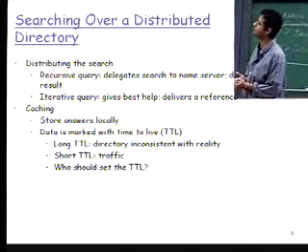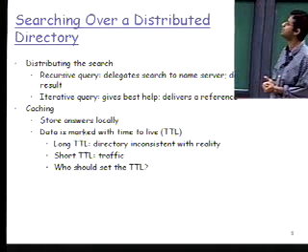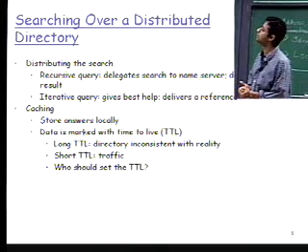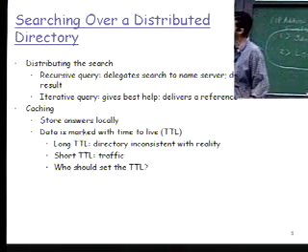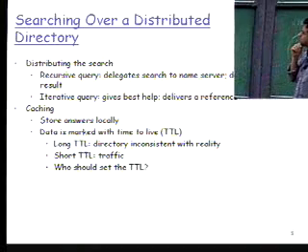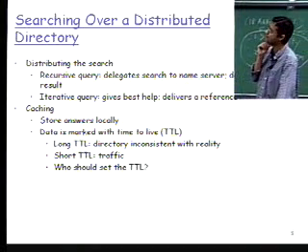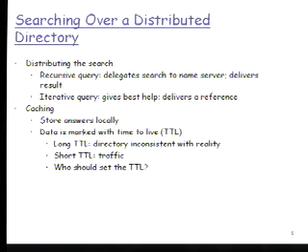So caching is done on all of these queries, and there are two types of queries on the DNS system. One is a recursive query, and the second is the iterative query. So in a recursive query, you delegate the search to a name server, and the name server will give you the right answer. In an iterative query, if the name server does not know the answer, it will give you where to go and look.